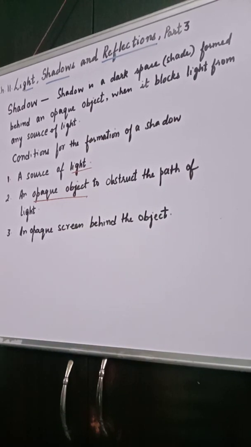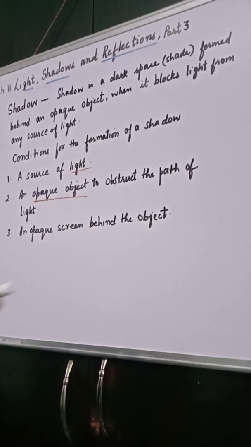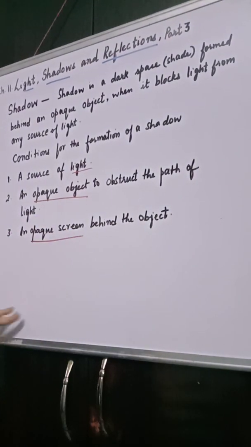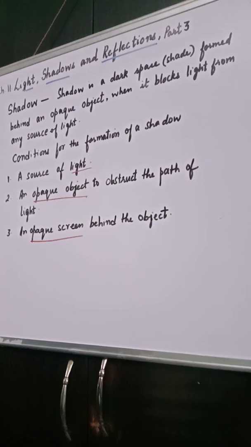In case of translucent objects you may observe shadows, but the shadow is not that much darker, right? And an opaque screen behind the object, and the screen should be opaque for the formation of the shadow, so that you can see the shadow, right? So these are the three conditions which are very important for the formation of a shadow.